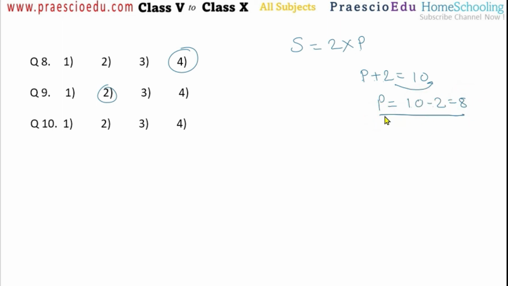So today's age of Priyanka is 8, and we will put this in this equation. So S is equal to 2 multiplied by 8. So Sachin's age is 16 years. 16 years means option number 1 is correct. Thank you.